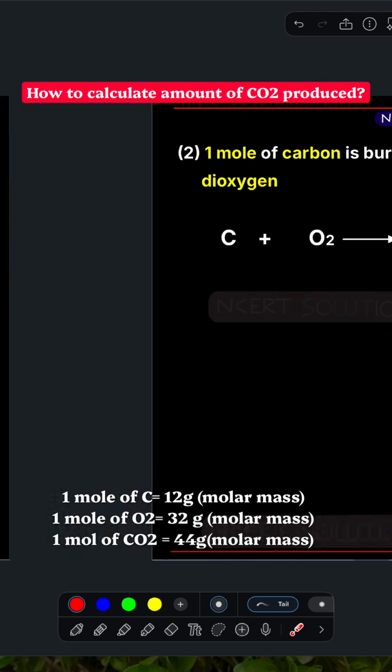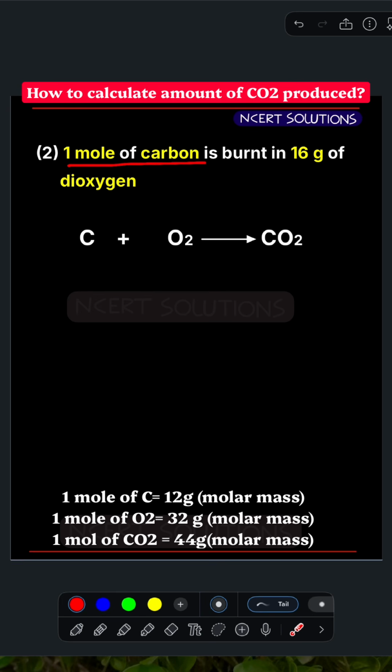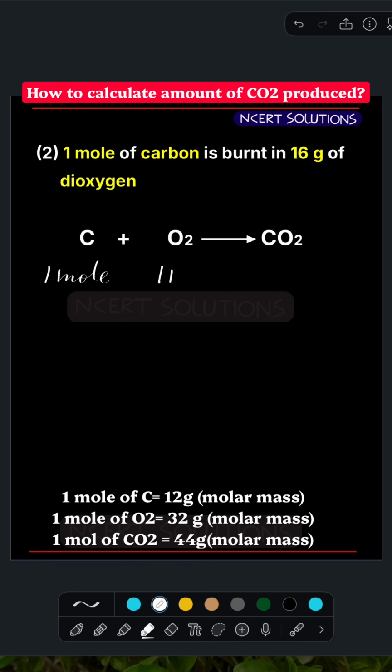Now according to the second condition, 1 mole of carbon is burnt in 16 grams of dioxygen. From the balanced equation, we know 1 mole of carbon for complete combustion requires 1 mole of oxygen to give 1 mole of carbon dioxide. Here 1 mole of carbon is burning in the presence of 16 grams of oxygen. 16 grams means half a mole of oxygen.